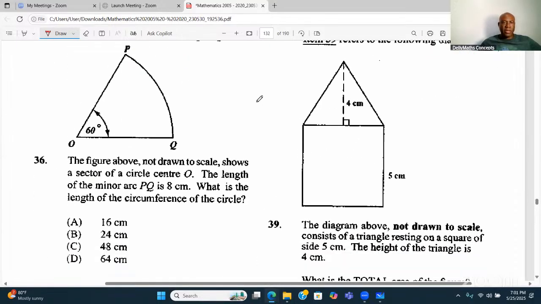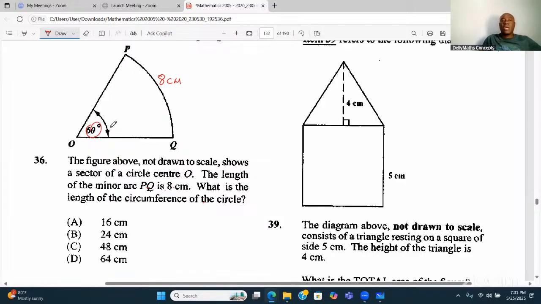36 says, the figure above, not drawn to scale, shows a sector of a circle with center O. The length of the arc. So they're saying now that the length of the arc from P to Q is 8. So this distance here is given as 8 centimeters. But this is linking to 60, right? What is the length of the circumference?